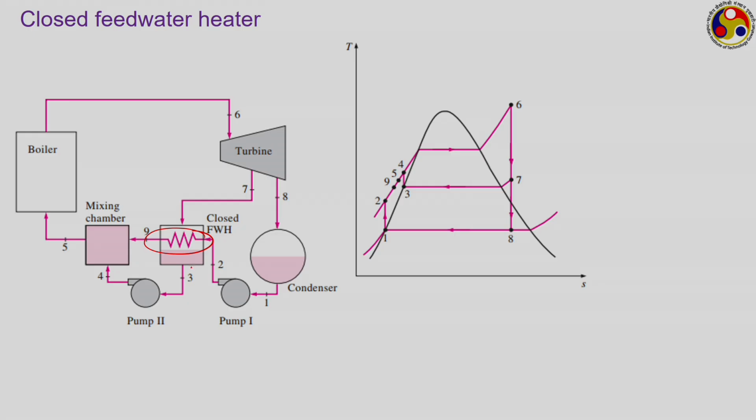Now, the condensate that is formed here in the closed feed water heater because of the condensation of the bleed stream, that subsequently can be pumped to a mixing chamber, or it can be pumped back to the condenser as well, or there can be several closed feed water heaters.